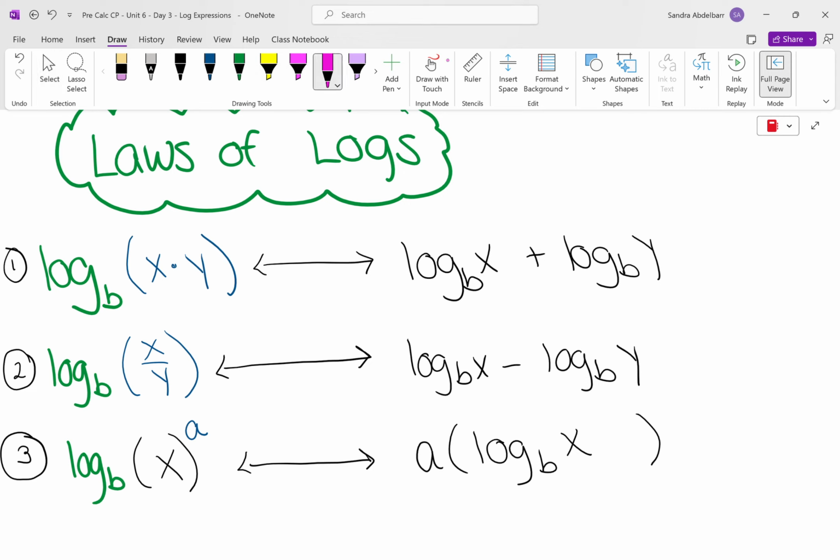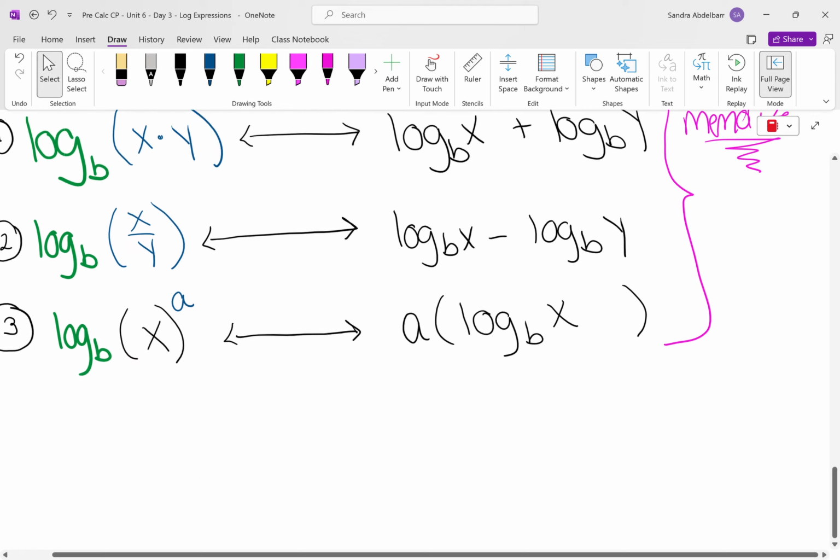Do you think you need to memorize these? You guys should memorize them.